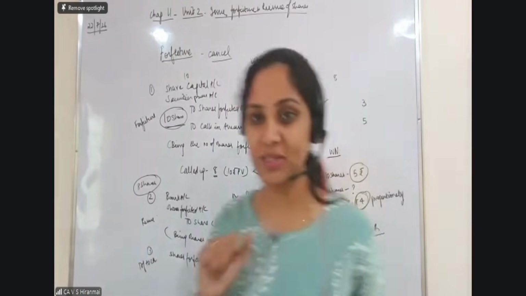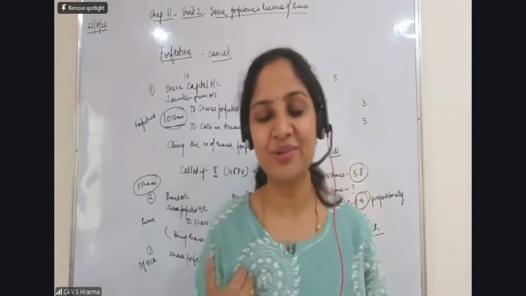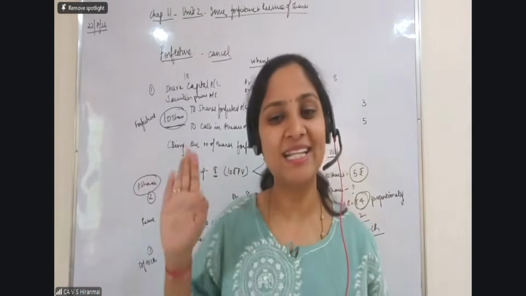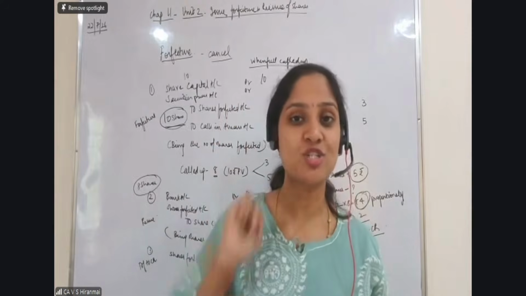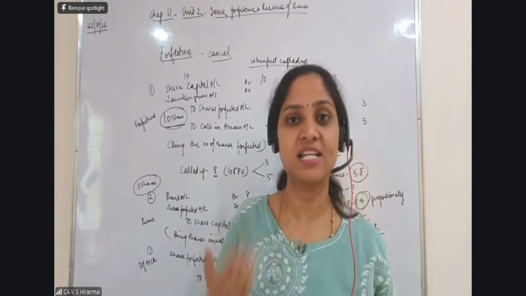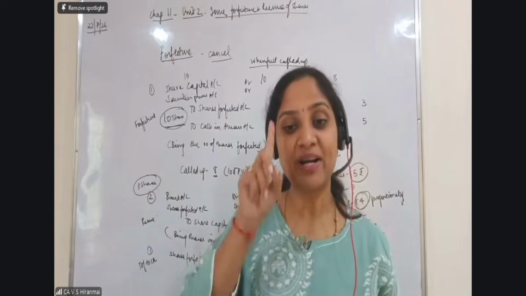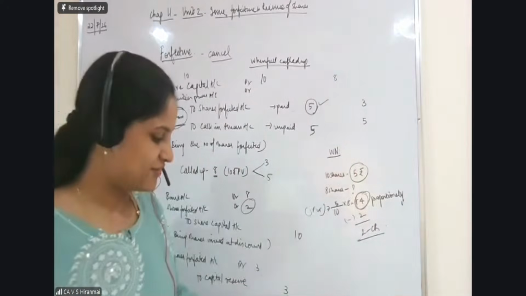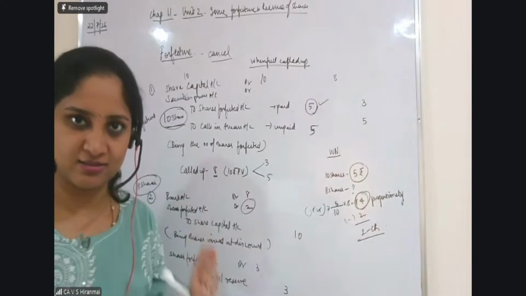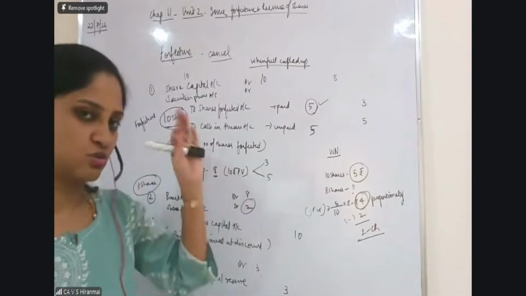Then, madam, one more rupee is there in shares forfeited. What will I do? You will hold it in the shares forfeited account until the reissue is done for the 2 shares. Until the 2 shares are reissued, that 1 rupee will sit in the shares forfeited. That's all. See, everywhere you go, 3 rupees is the final answer, because 5 minus 2 is 3 rupees.